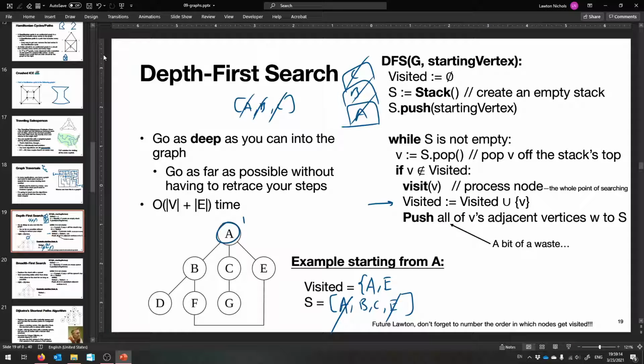So there goes E, and I'll just leave this empty for now because I'm going to have to keep erasing it anyway. So we've just visited E, that's the second thing we visited. And then we push all of E's adjacent vertices to our stack. And this is, again, how we're going to find everybody. Okay, so the adjacent vertices to E are A and F, and I guess I'll push them in alphabetical order.